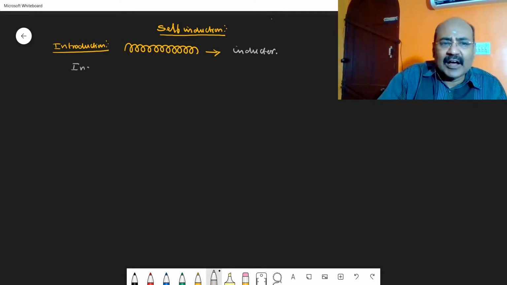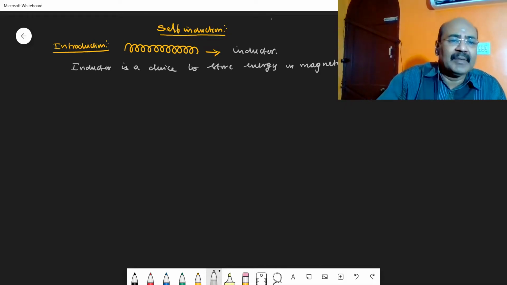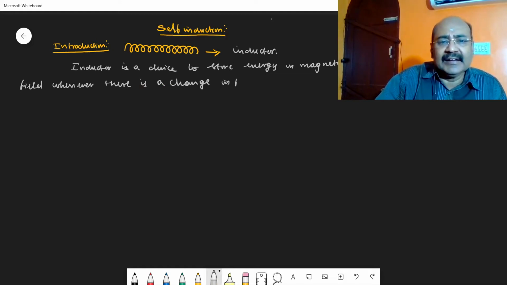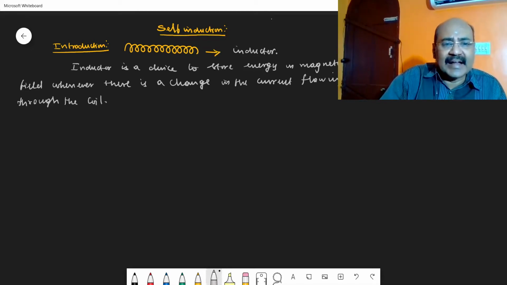When I am considering this coil of wire as an inductor, then I can say an inductor is a device to store energy in a magnetic field, or magnetic energy can be stored in a magnetic field whenever there is a change in the current flowing through the coil. So in general, we are calling that coil an inductor.